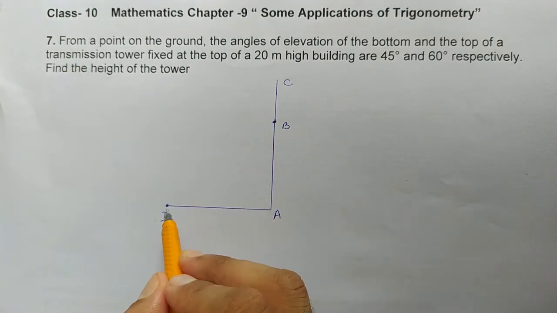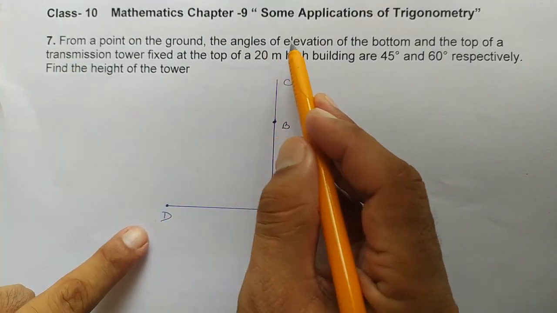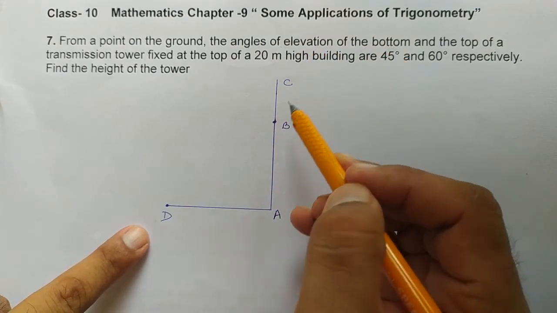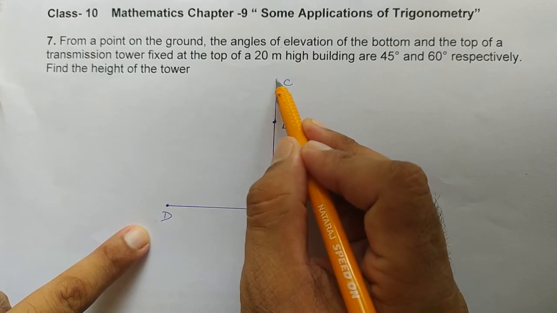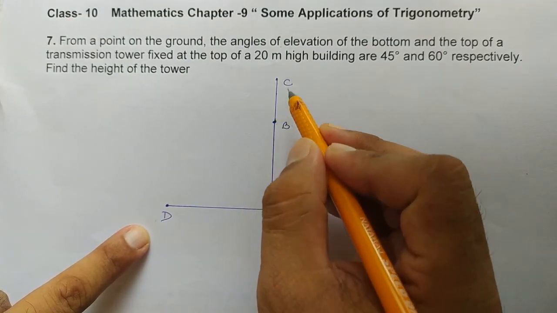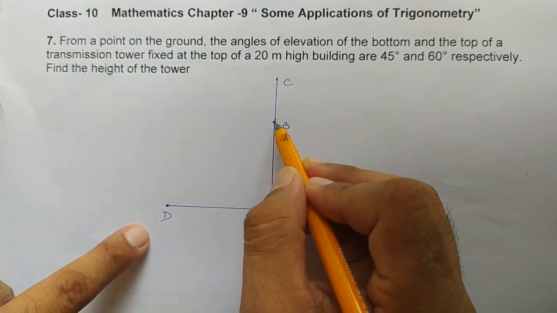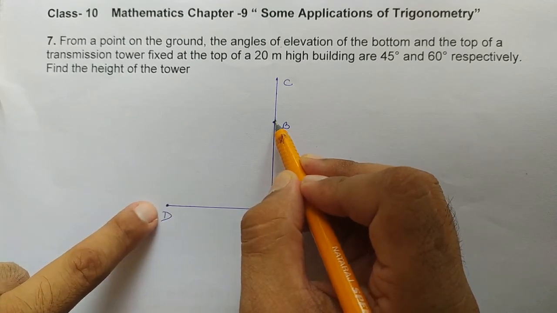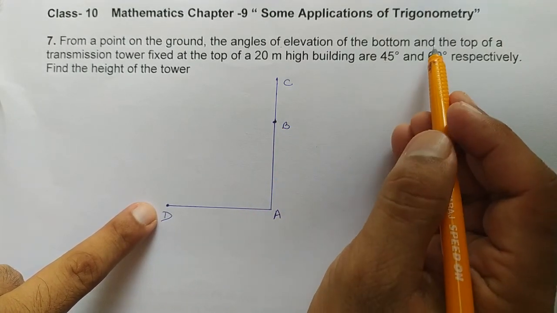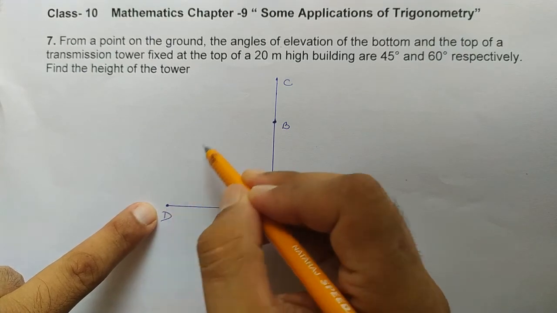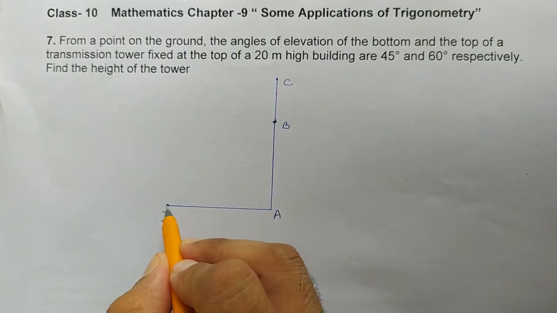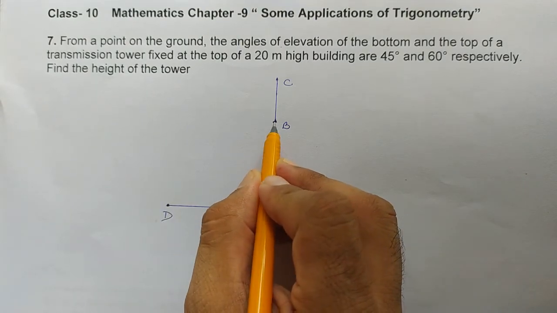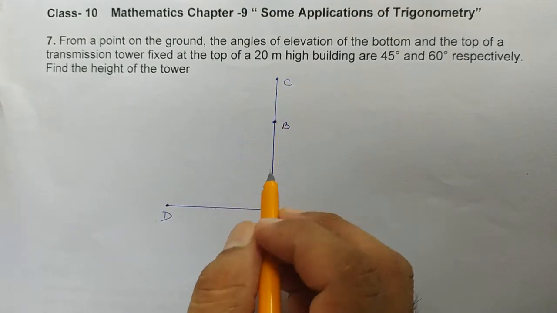So from a point on the ground, the angle of elevation of the bottom and top of the transmission tower. This is the transmission tower, this is the bottom and this is the top. The bottom's angle of elevation from this point is 45 degrees and the top's angle of elevation from this point is 60 degrees.